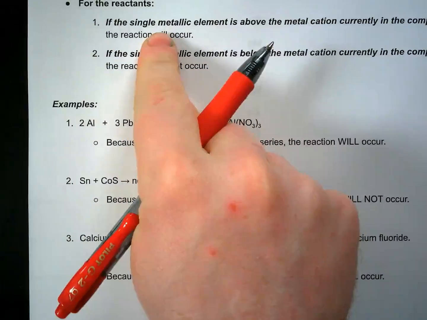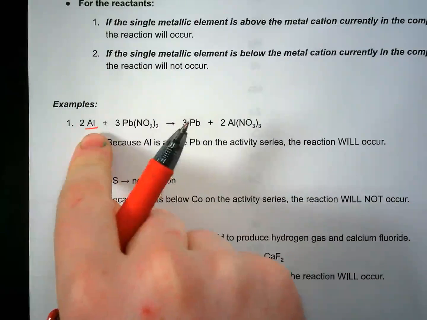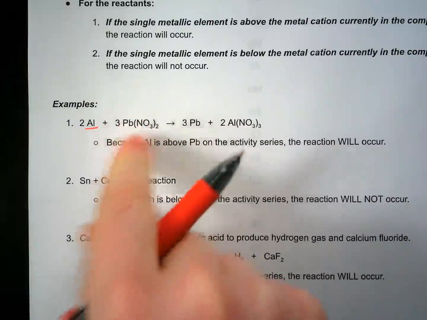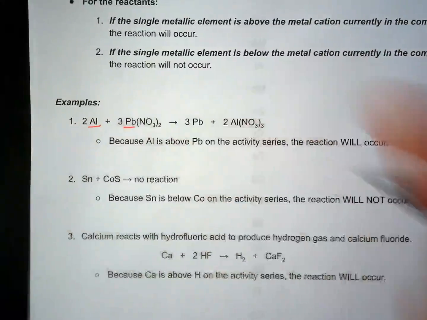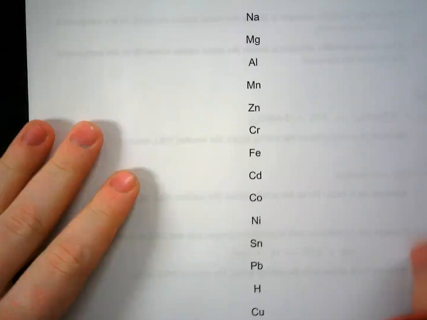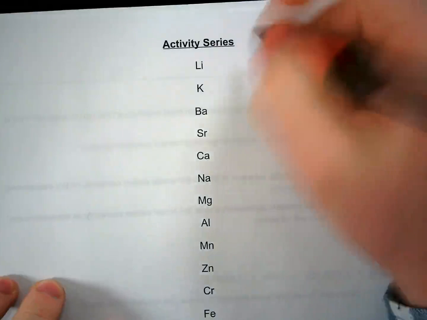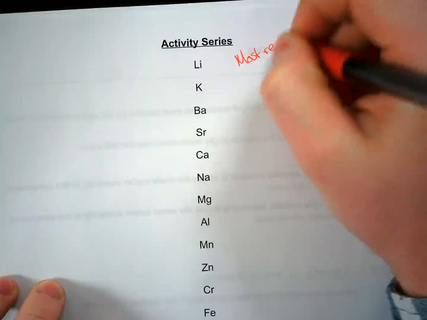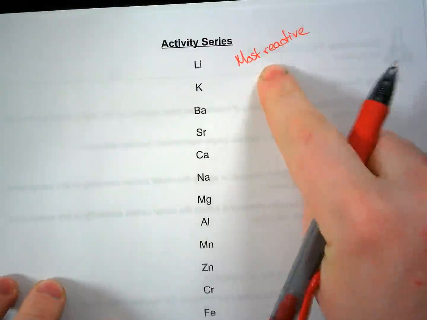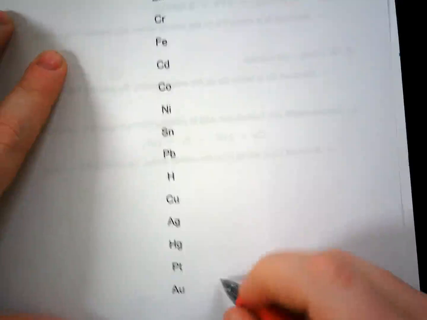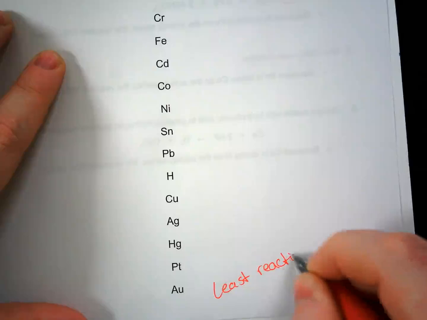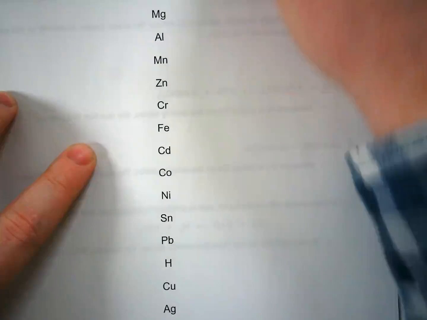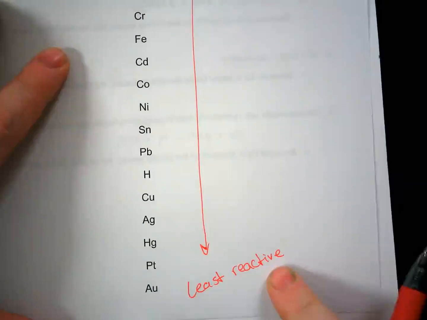Well, again, going off what it says up here, here is the thing that wants to react with this, and we have to figure out if it will. So we're going to compare aluminum with lead on the back side here. Here's our activity series. We have the most reactive up here, and then all the way down here with gold, least reactive at the bottom. I'm going to draw a little arrow and that's how we read this: most reactive, least reactive.